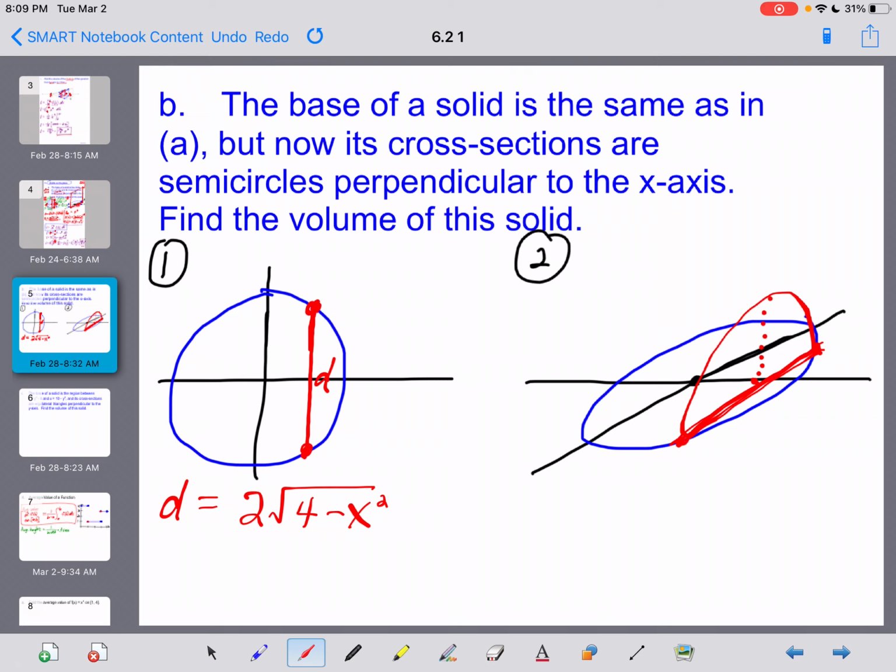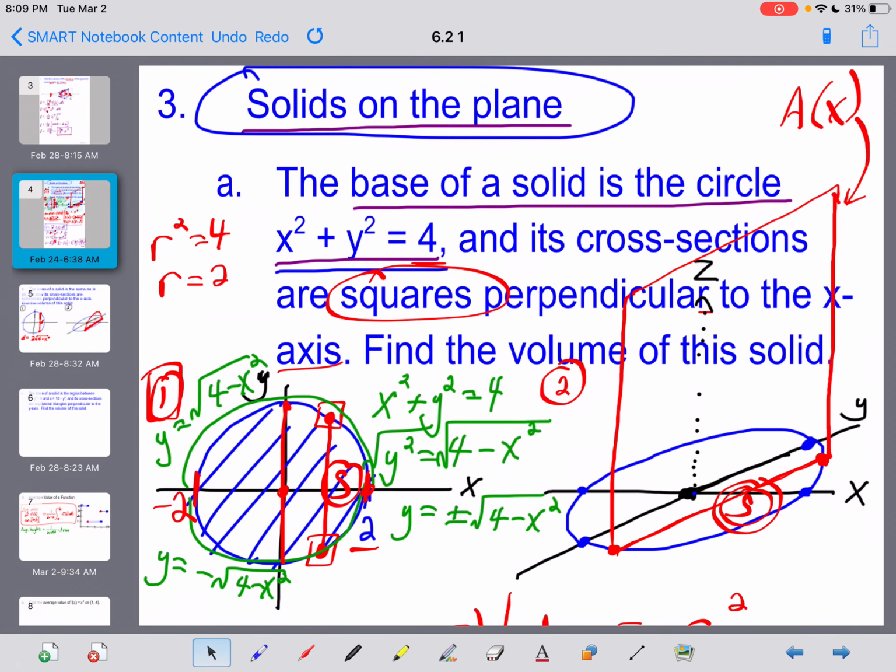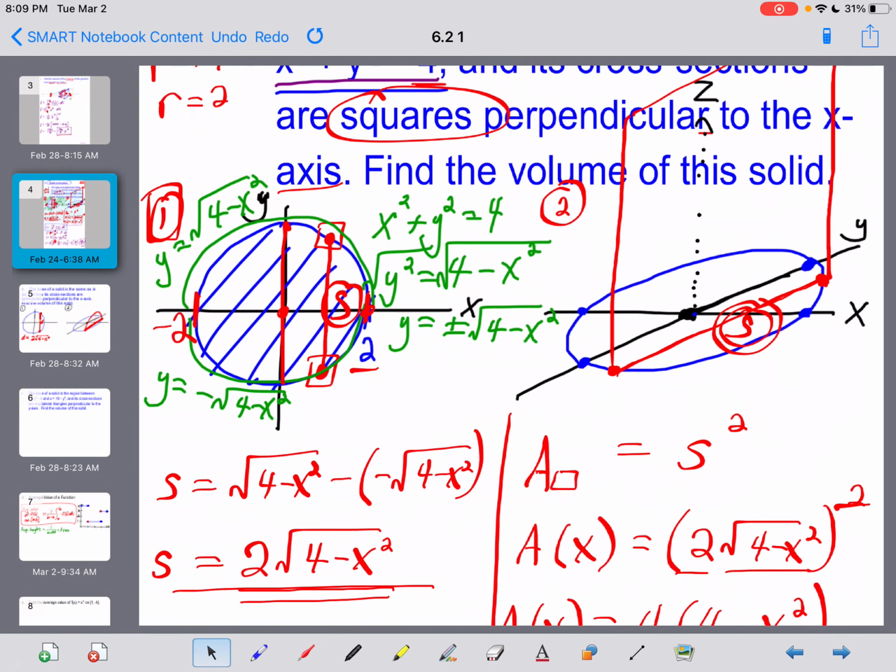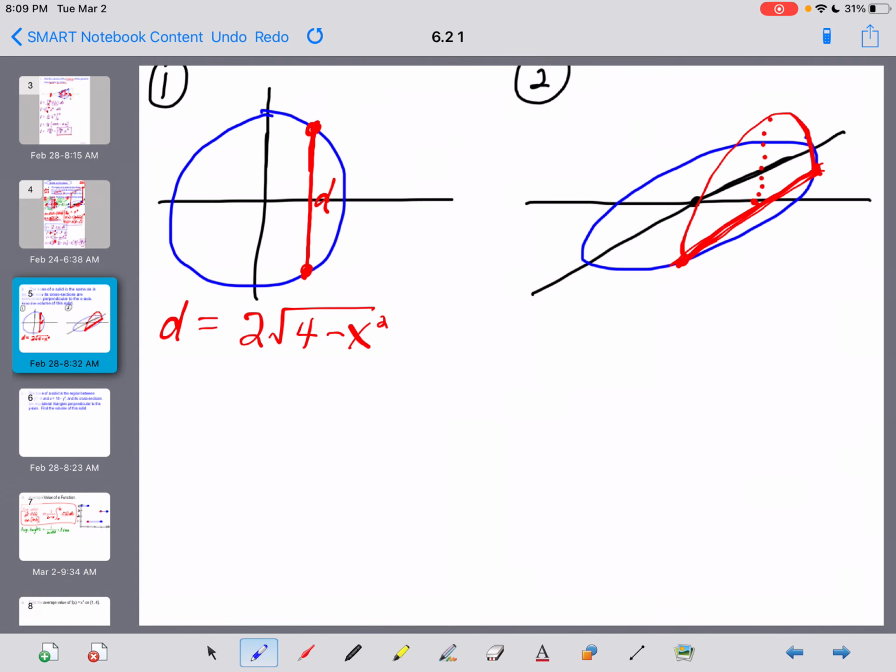Let me double check that. That's what we got for S, I believe, in the previous problem. Yep, right here. Okay, S was equal to 2 times the square root of 4 minus x squared. Same thing here for D in this problem.